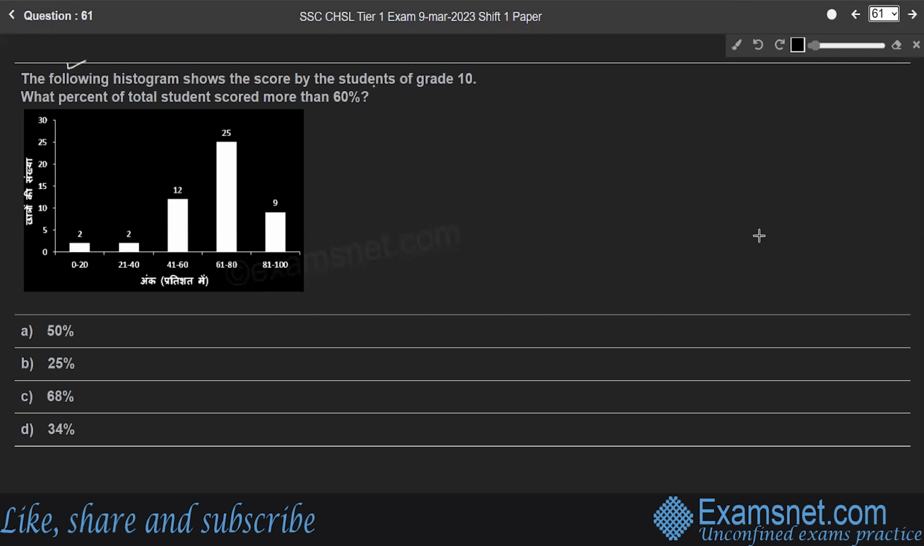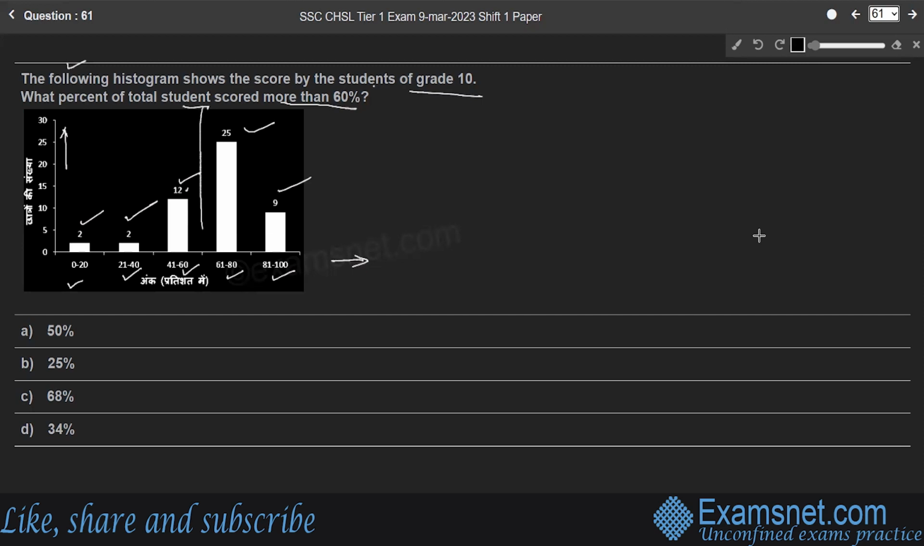Question 61. The following histogram shows the score by the students of grade 10. What percentage of total students scored more than 60%? Here along the x-axis, the percentages are given: 0 to 20%, 21 to 40%, 41 to 60%, 61 to 80, and 81 to 100%. And the number of students who scored is given along the y-axis. Number of students who scored 0 to 20% is 2, 21 to 40% is 2 again, and 41 to 60% it is 12, and it continues. The question is, what percentage of total students scored more than 60?